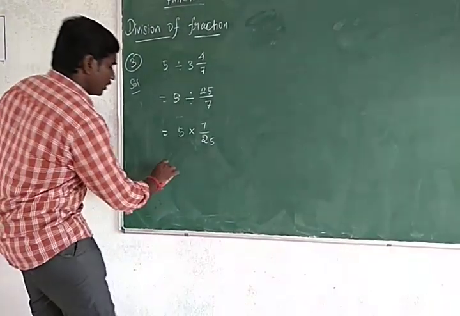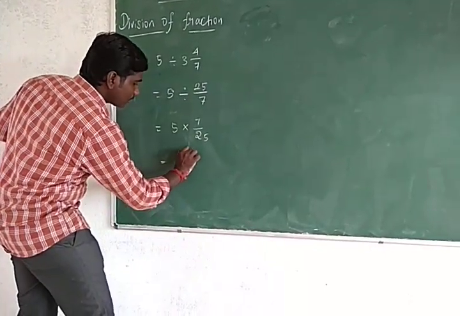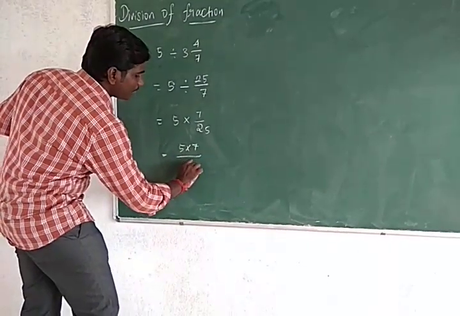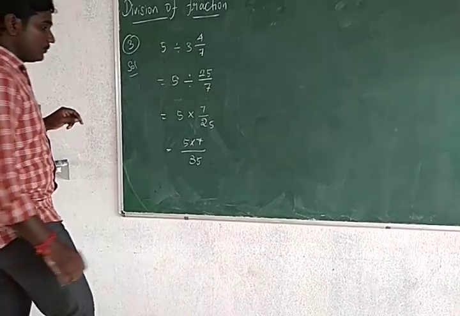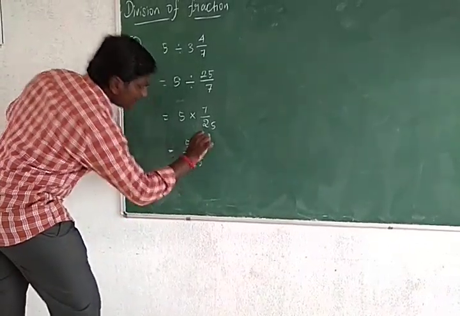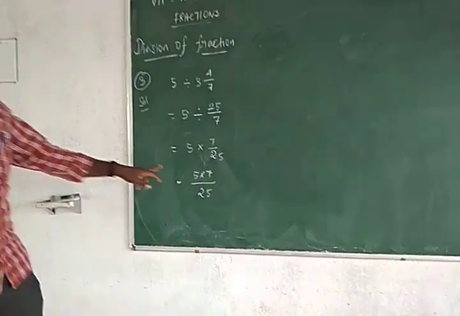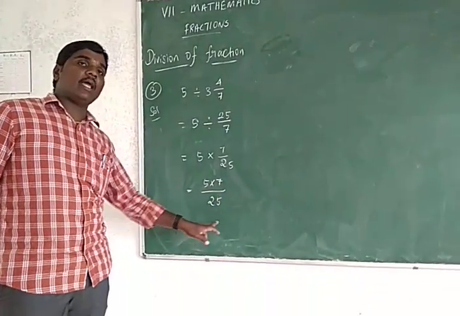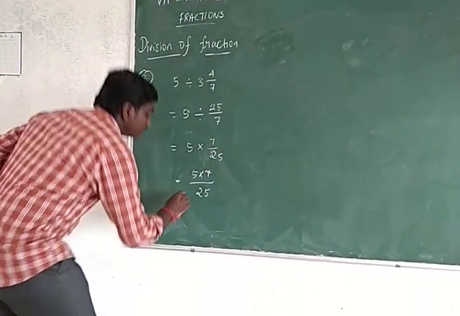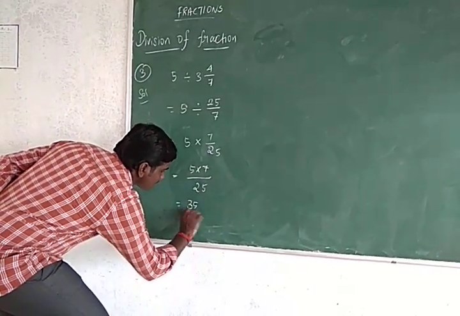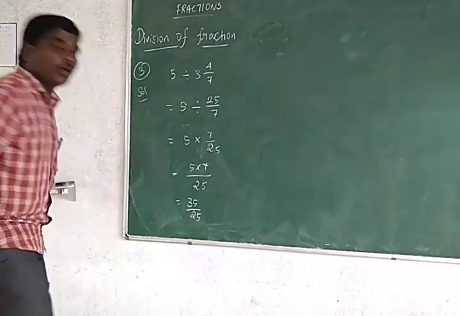Next, the product of numerators divided by the product of denominators. The denominator is only one, so keep it the same. So 5 sevens are 35. So the answer is 35 divided by 25.